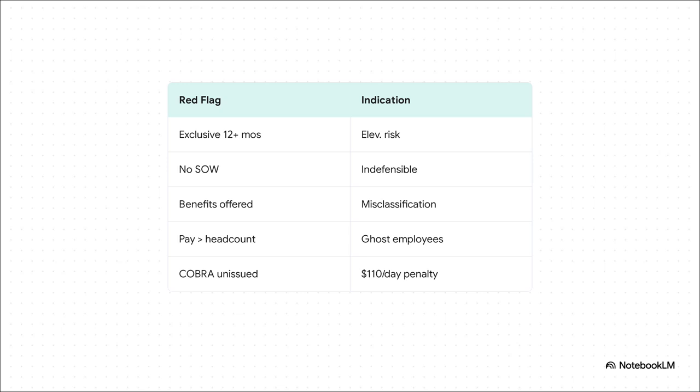What if the client is offering benefits to contractors? Stop right there. That is the absolute strongest indicator of misclassification, and you have to reassess immediately. If you see payroll rising faster than headcount, you're likely looking at unauthorized pay or ghost employees. And if COBRA notices aren't documented, that's a quiet, invisible penalty of $110 a day per beneficiary just stacking up.